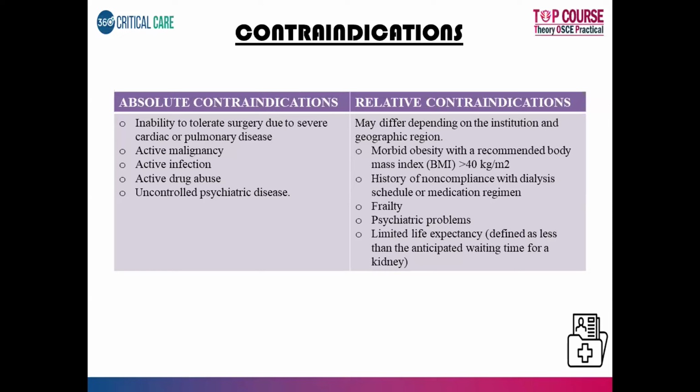Coming to the relative contraindications. These relative contraindications differ depending on the institution and the geographic region. The most common is morbid obesity, with a BMI of greater than 40. Also a history of non-compliance with the dialysis schedule or medication regime, because post-transplant these patients might not take their immunosuppressive medications properly. The third one is frailty, or patients having psychiatric problems, or a limited life expectancy, which is defined as less than the anticipated waiting period for a kidney.